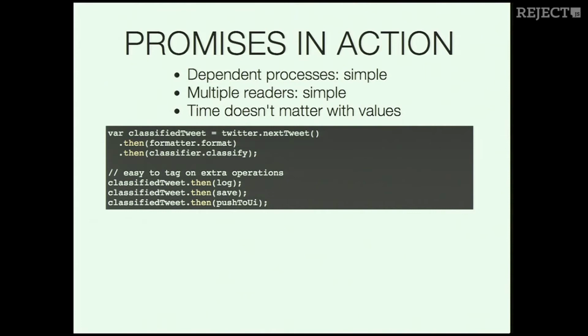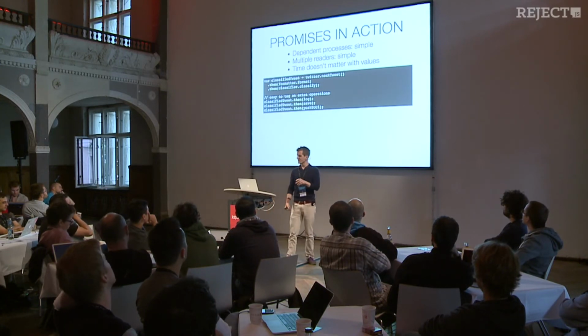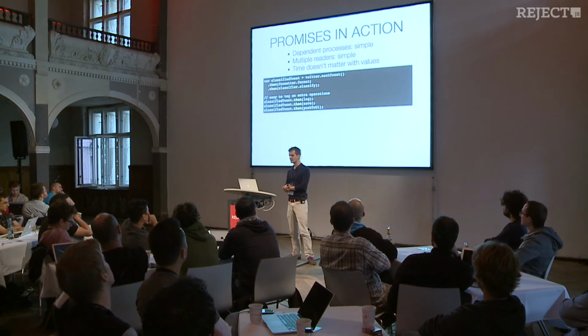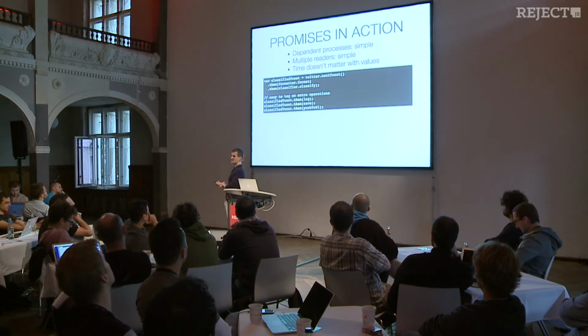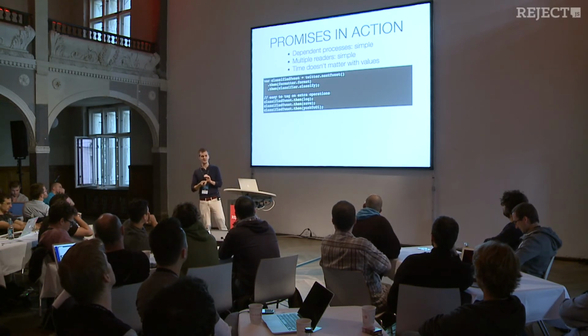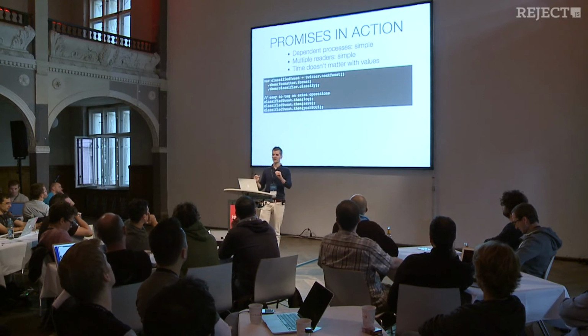So if we have a process where we're threading through, this is from a project I did called Tweedar, a machine learning Twitter client. It needs to get a tweet, then format the tweet, and then run a classifier on the tweet. You can see that process gets flattened down. We don't have any real complexity there, and the whole process returns a promise for the final value.